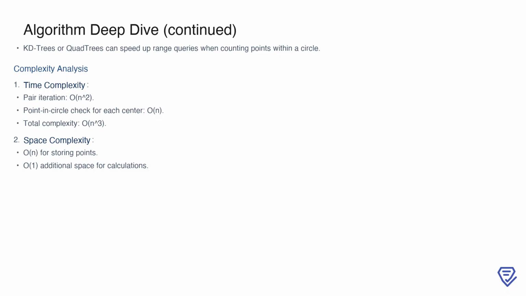Optimizations using spatial data structures like KD trees or quad trees could improve point-in-circle checks but would require additional space for the tree structure. This balance between time and space complexity makes the algorithm efficient enough for moderate input sizes, while the potential for optimization ensures scalability for larger datasets. With this understanding, we've now covered the core concepts, implementation steps, and performance analysis for solving this problem effectively.